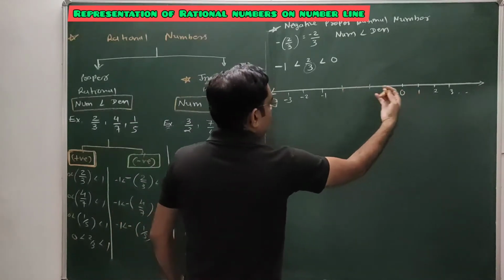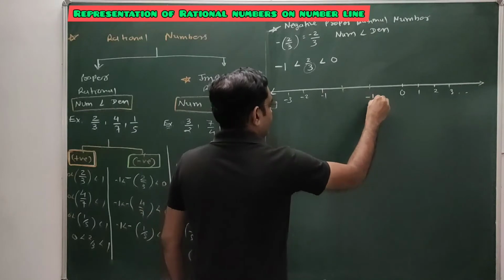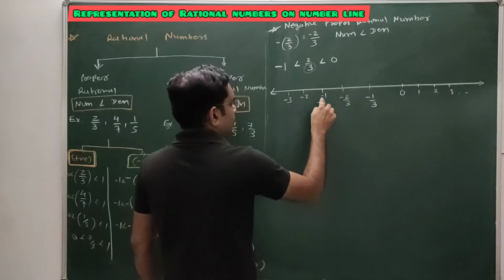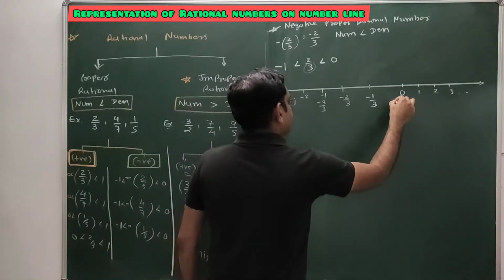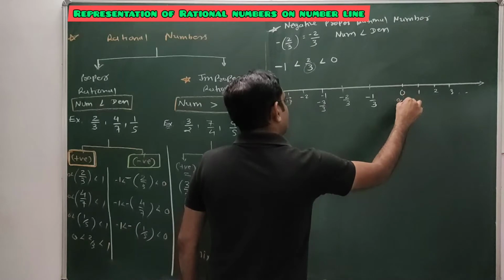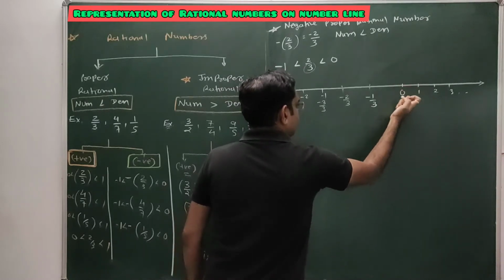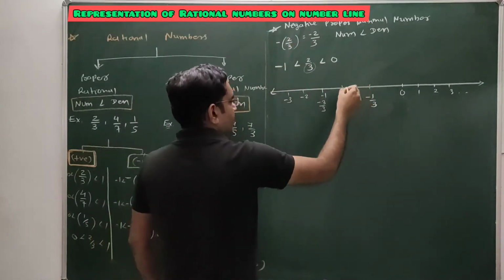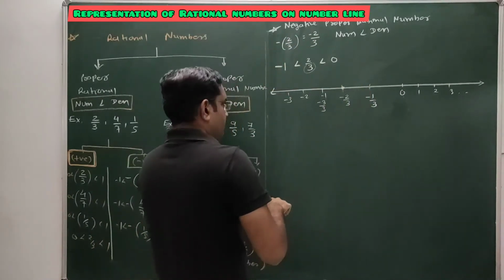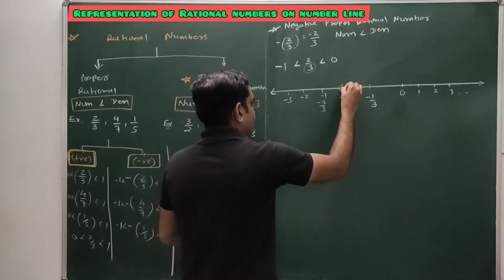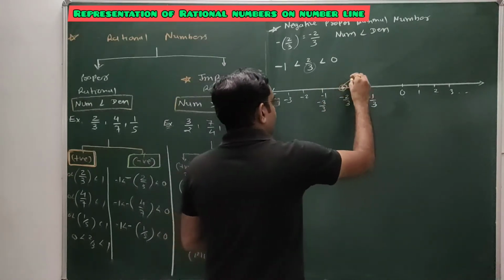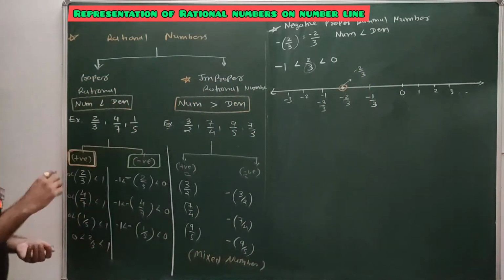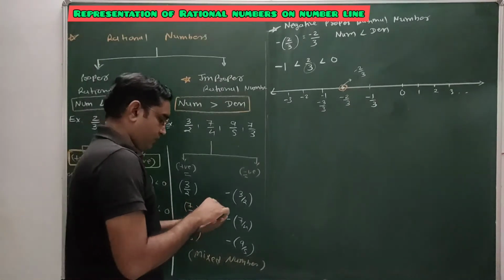So from 0 we have to go in the direction of -1. So it will be -1/3 and -2/3. This is -2/3, this is -3/3 which is -1, and this one is 0/3, so 0. Done. So our number is -2/3, indicate this point, and this one is nothing but the -2/3. So this is how you can represent any negative proper rational numbers on number line.